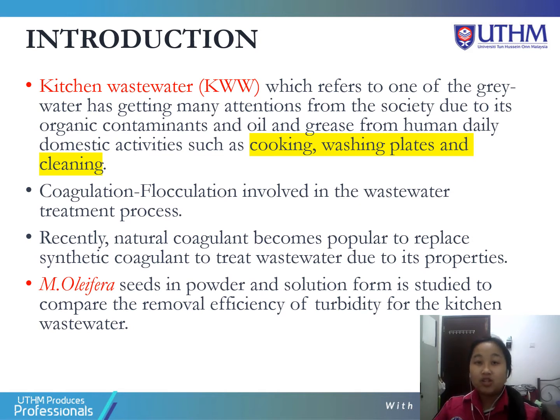Second is the flocculation process, which is also involved in the wastewater treatment process. Third is natural coagulant, which has become popular to replace synthetic coagulant to treat wastewater due to its properties. Last, I use Moringa oleifera seed as my natural coagulant in powder and solution form to study and compare the removal efficiency of turbidity for the kitchen wastewater.